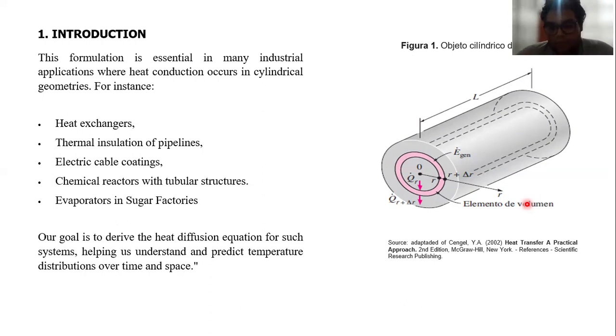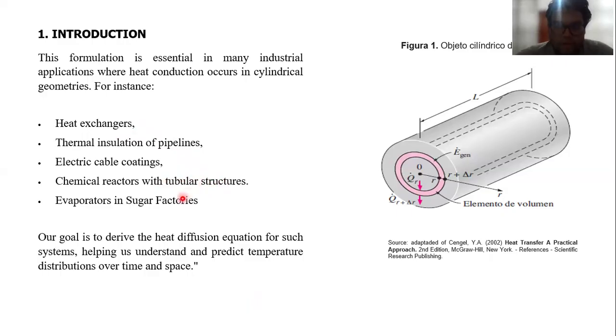Okay, so there are many ways to derive the heat diffusion equation, in Cartesian, cylindrical, or maybe spherical coordinates. But in this case, I'm going to introduce to you cylindrical coordinates. We can use this equation when we're talking about heat exchangers, thermal insulation, pipelines, electric cable heating, chemical reactors with tubular structures, evaporators, and sugar factories.